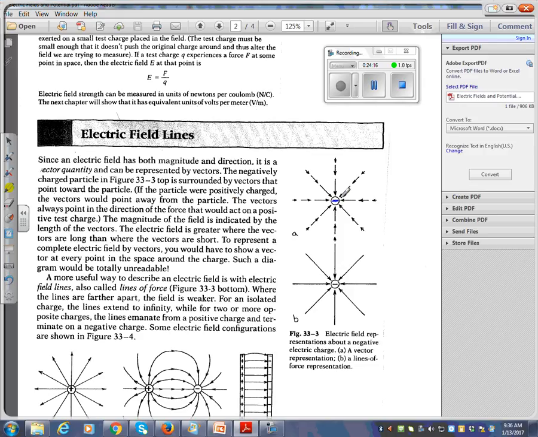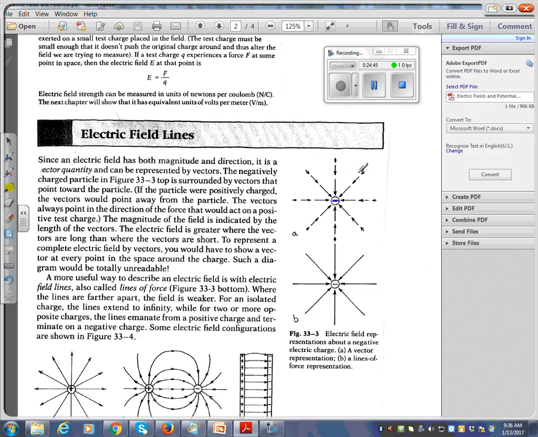So why are all these arrows pointing towards it? Because it's negative, and we use a positive test charge, right? The vectors always point in the direction of the force that would act on a positive test charge. The magnitude of the field is indicated by the length of the vectors. Whoa, Mr. Bennett, the length of the vectors? That's not what you've been telling me already, right? Let me explain. The magnitude of the field is indicated by the length of the vectors. The electric field is greater where the vectors are long than where the vectors are short.